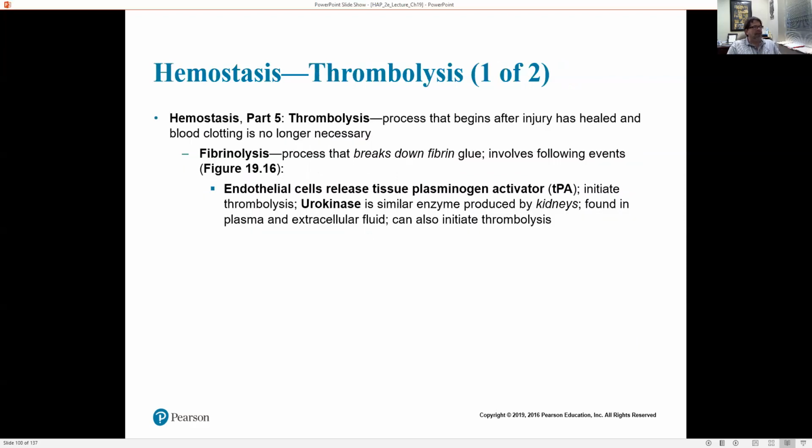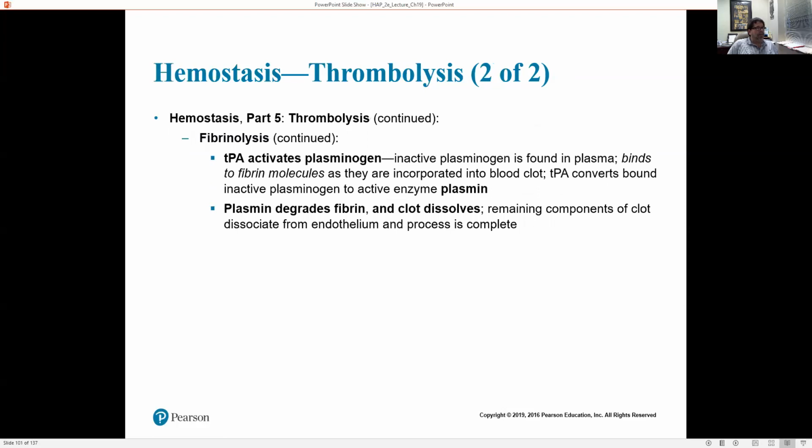And then the final step is the process that begins to dissolve the blood clot, because we don't want a moving blood clot; it will kill you. So this is the process to break down this fibrin glue. Endothelial cells release tissue plasminogen activator (TPA), and it initiates thrombolysis. Urokinase is a similar enzyme produced from the kidney, found in plasma and extracellular fluid, that initiates this thrombolysis, or breakdown of the blood clot, the thrombus.